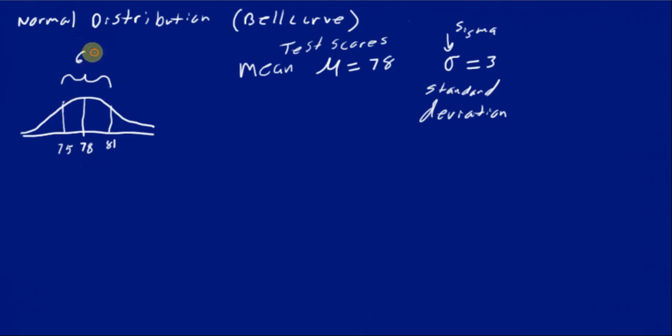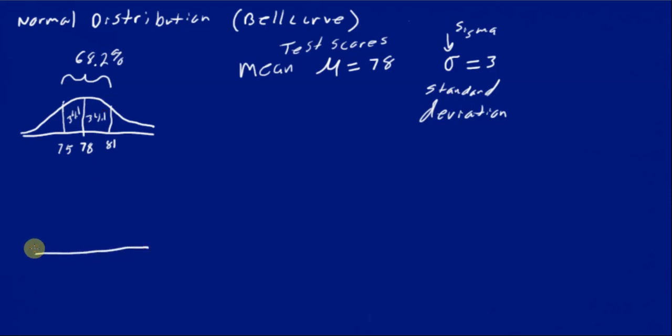As it turns out, 68.2% of the population will be within one standard deviation above and below the mean. Or that would be 34.1% above the mean and 34.1% one standard deviation below the mean.